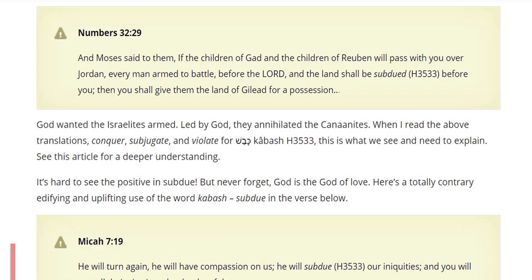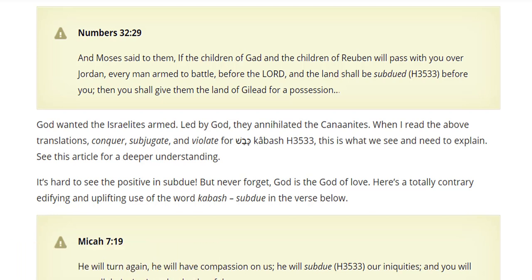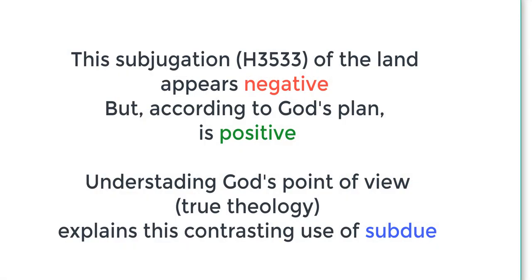Numbers 32:29. And Moses said to them, if the children of Gad and the children of Reuben will pass with you over Jordan, every man armed to battle before the Lord, and the land shall be subdued, H3533, before you, then you shall give them the land of Gilead for a possession. God wanted the Israelites armed. Led by God, they annihilated the Canaanites.